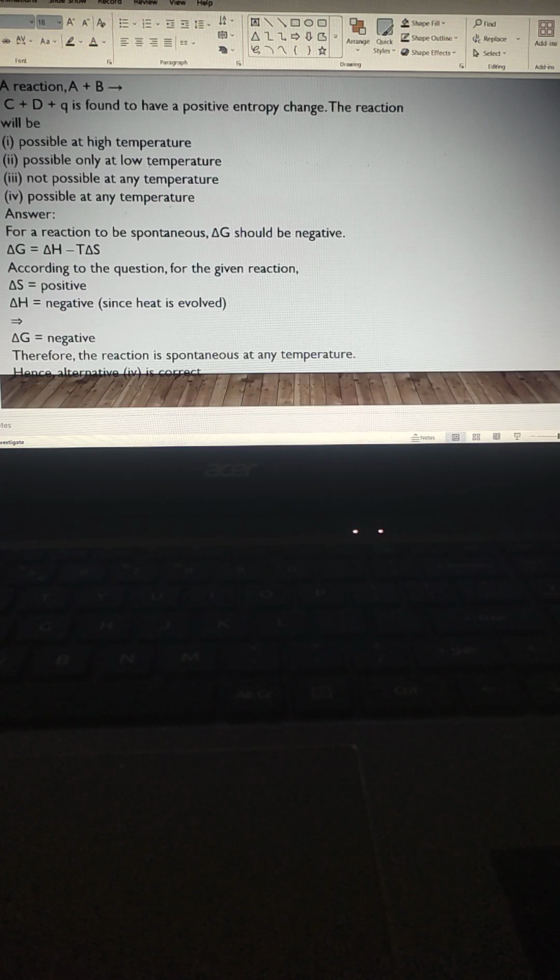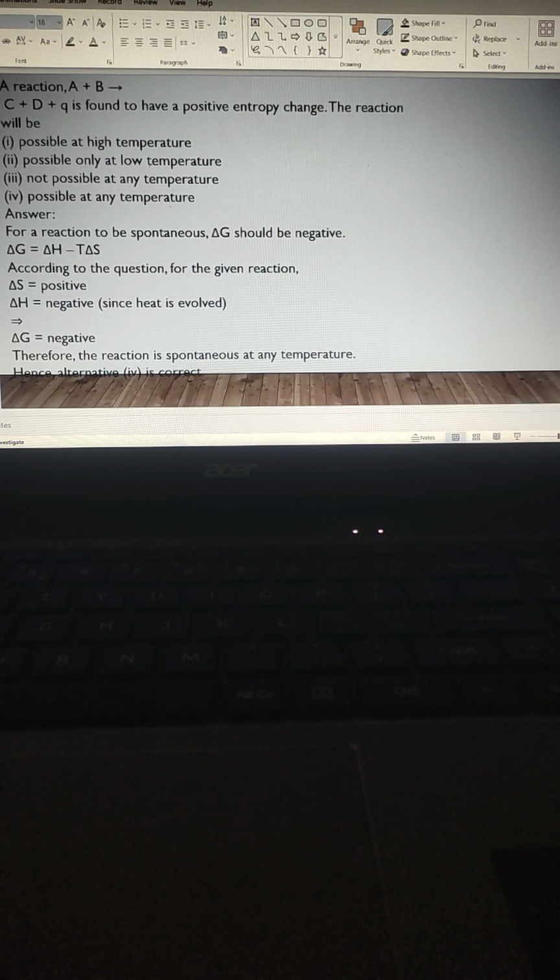The next question is, a reaction A plus B gives C plus D. Q is found to have a positive enthalpy change. The reaction will be: first one, possible at high temperature; second one, possible only at low temperature; third one, not possible at any temperature; and fourth one, possible at any temperature.